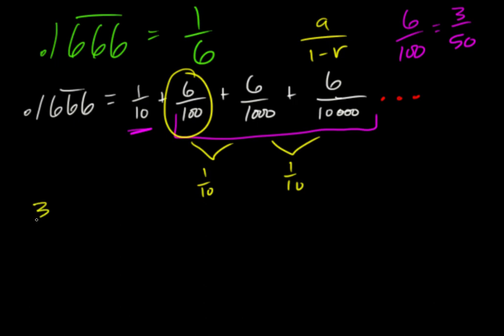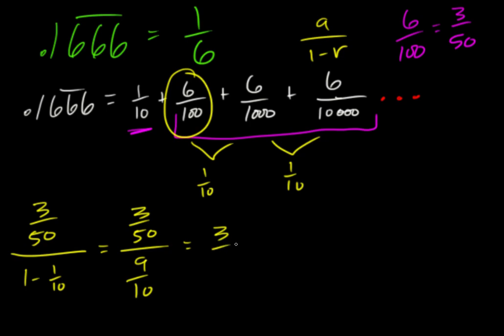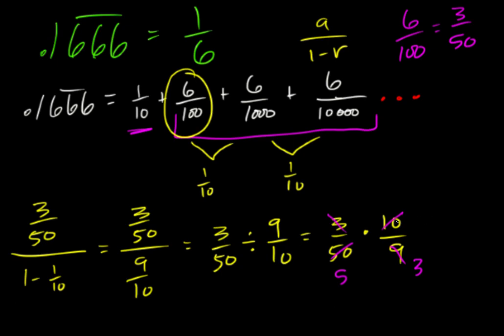And so I'm going to plug that in. 3 over 50 goes on top of the fraction, and then 1 minus 1/10 goes on the bottom. So we get 3/50 divided by 9/10, which can be written this way. And if we flip the second one, we can change to multiplication. These will leave a 5, these will leave a 3, and we still have a 1 on top. So we get 1 over 15, which represents the geometric series.